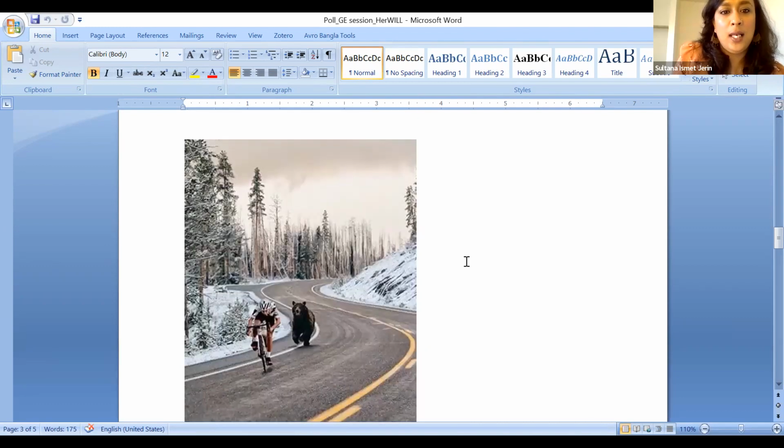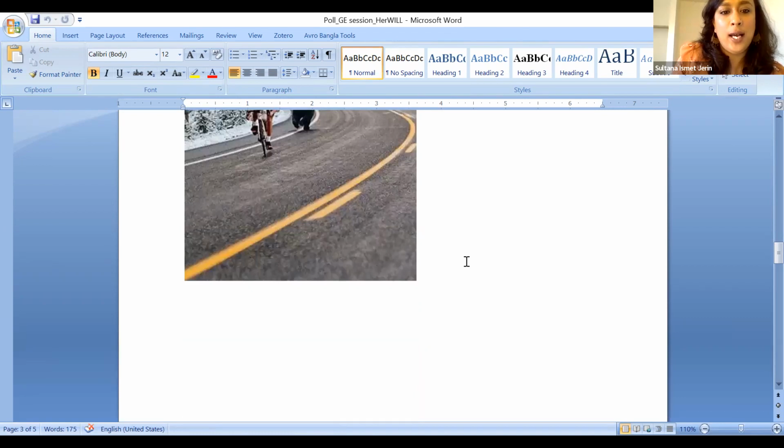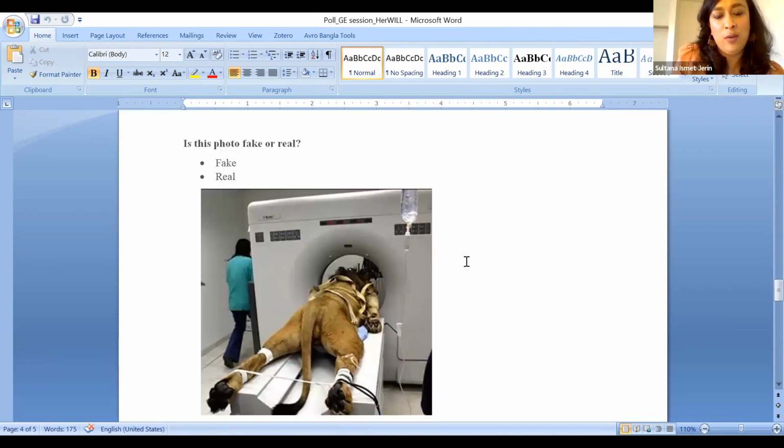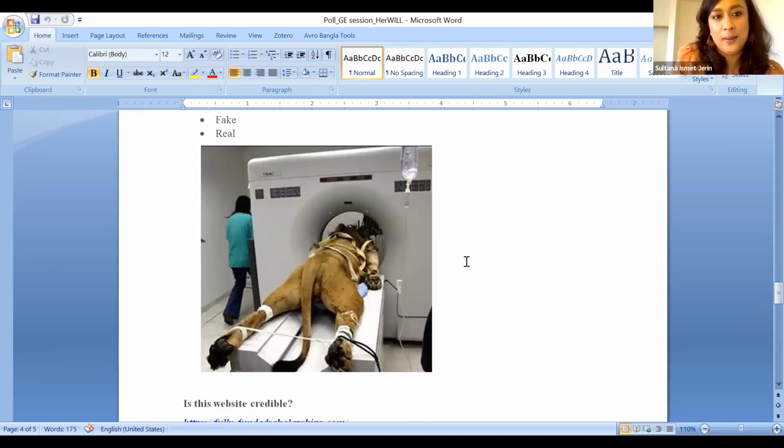Okay. Let's move to the last one. What do you think? Is this photo fake or real? Real. Someone said real. I'm not sure. Seems fake. Okay. What do you think about this lion photo? Is it fake or real?